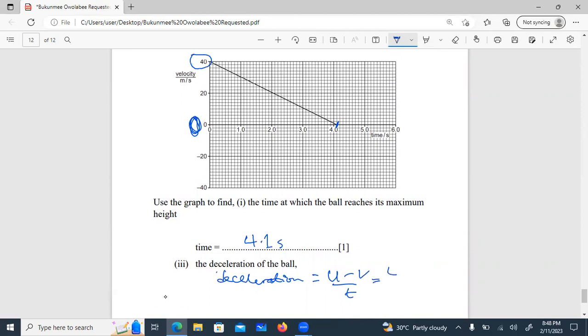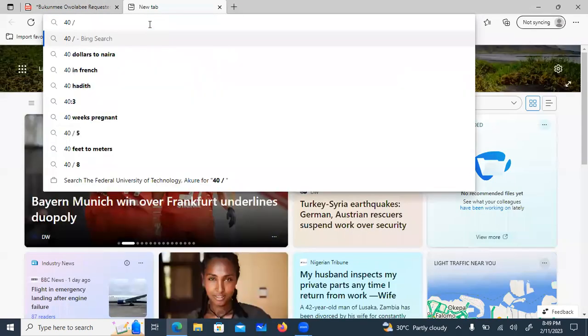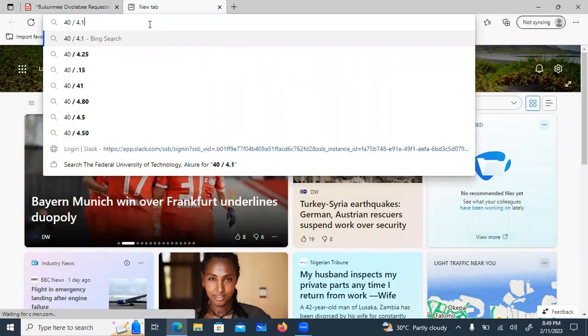So we have 40 minus the final velocity, which is 0 meters per second. So we have 40 minus 0, divided by the time taken. The time taken is 4.1 seconds. We divide that by 4.1. Now 40 minus 0 gives you 40. Now let's divide 40 by 4.1. What does that give us?